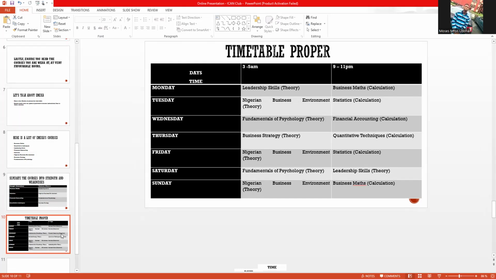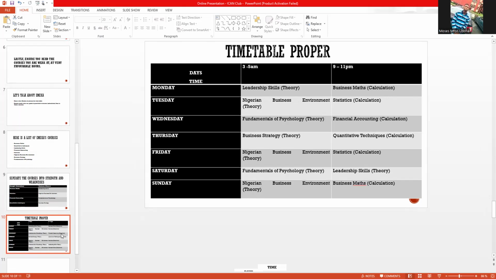On Monday, he reads leadership skills, which is a theory course. Now, if you can see, he does not read a theory course during 9 or 11 p.m. Okay, I think it does, that's on Saturday. Well, on Saturday, he has lesser activity, so he has more rest time. So you can see from the timetable how he has structured it. He has structured it based on his strengths and his weaknesses.